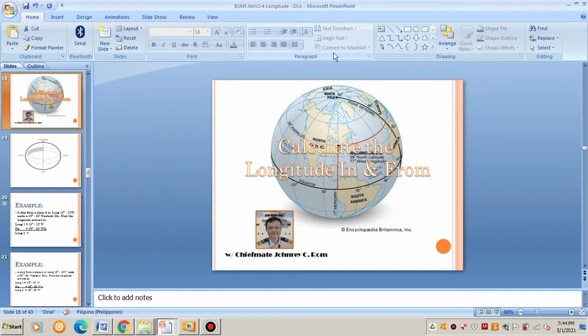Alright, so again, this is just the continuation of the difference of longitude. The longitude in is the longitude of arrival, while the longitude from is the longitude which the vessel came from.